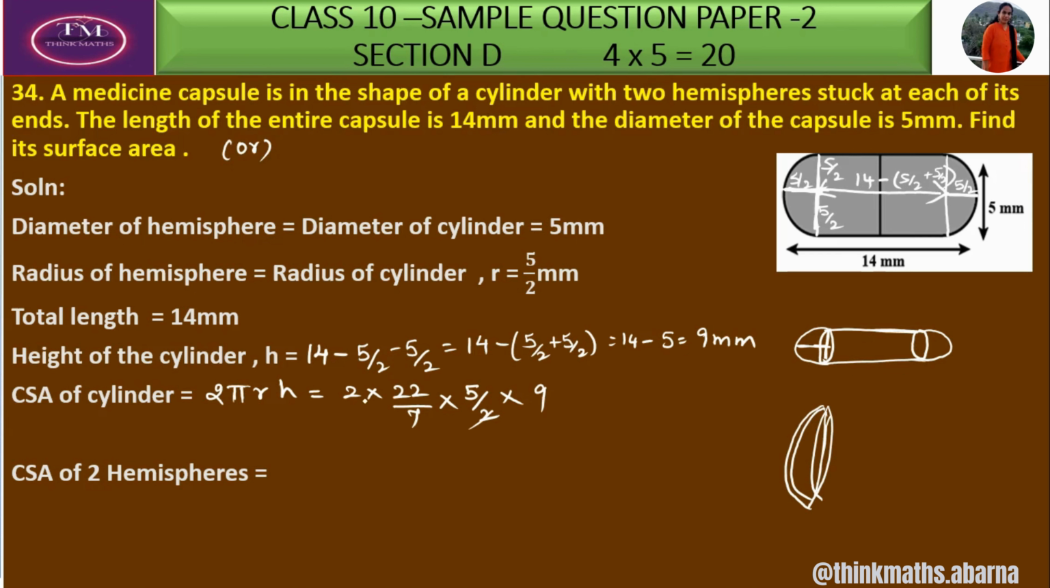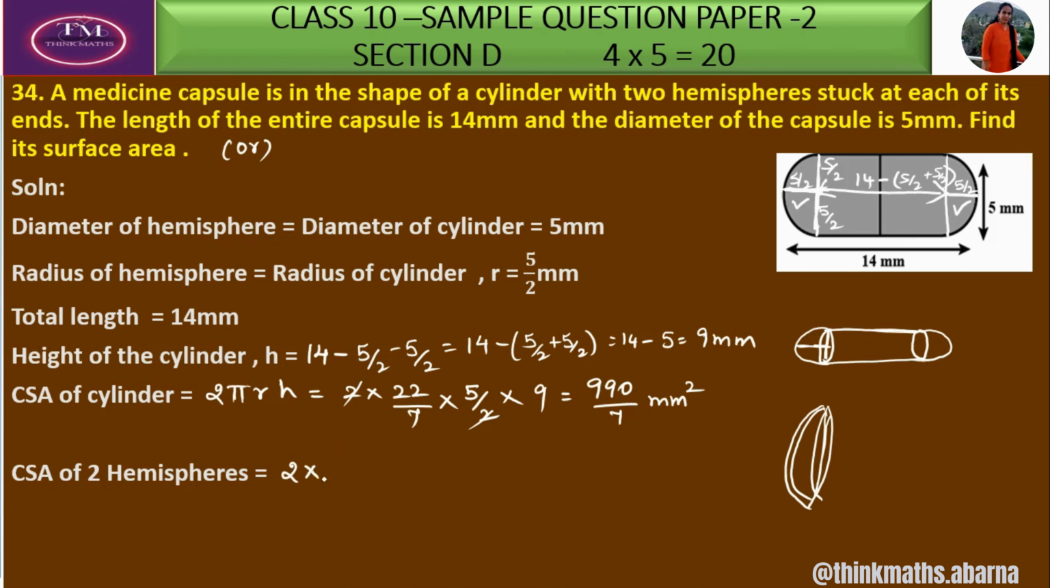So here 2 gets cancelled. So we will be getting 22 into 5. What is 22 into 5? It is 110. 110 into 9 is 990 divided by 7 millimeter square. So keep this as such. Now we have to find out the curved surface area of two hemispheres. There is a hemisphere 1 here and a hemisphere 2 here. So we have to find out the curved surface area of two hemispheres.